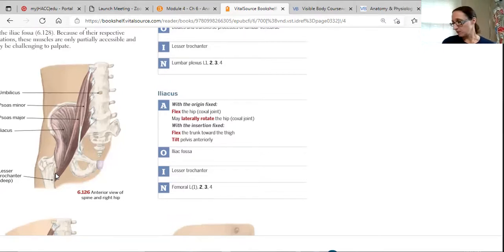Now, some people, about 40% of the population, have a psoas minor, which is this little one right here. But psoas minor is a minor player, ha, pun intended. It doesn't do a whole lot. And you don't know if you have it or not. So it's sort of irrelevant right now. Psoas major and iliacus are really what we want to talk about here today.